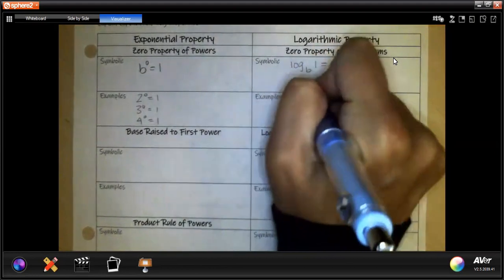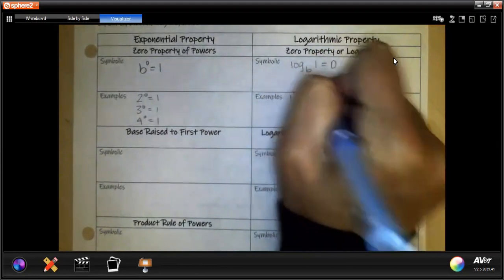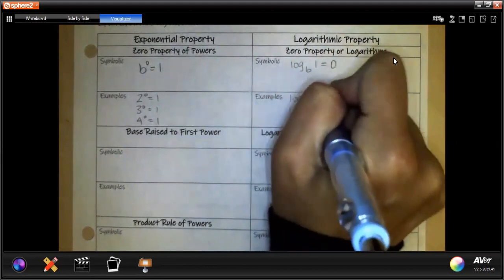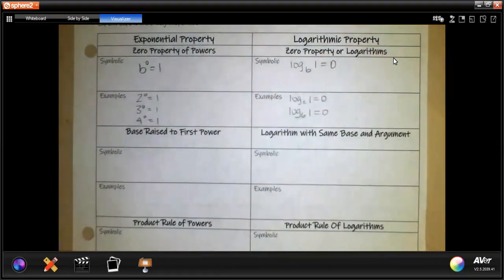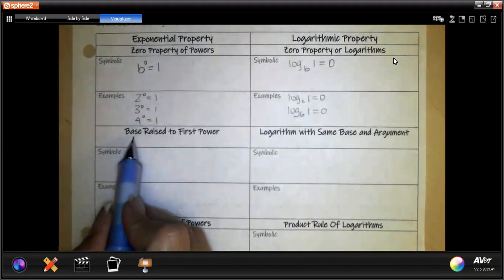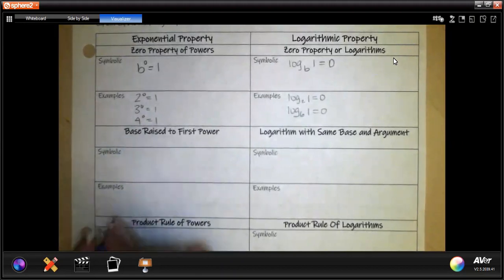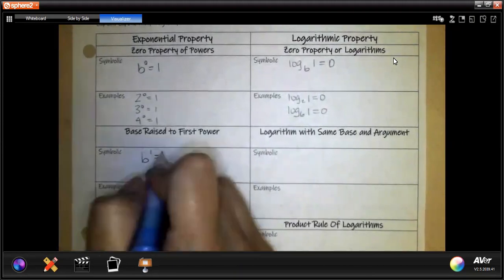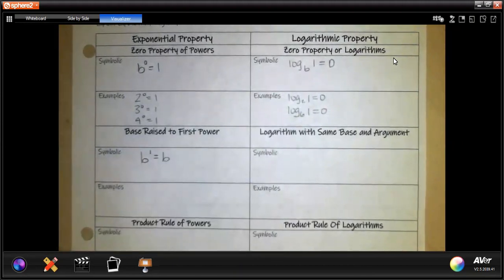So log base 2 of 1 is equal to 0. Log base 6 of 1 is equal to 0. Anything with an argument of 1 is going to be 0. Our next property is the base raised to the first power. So a base raised to the first power is always going to be whatever the base is.